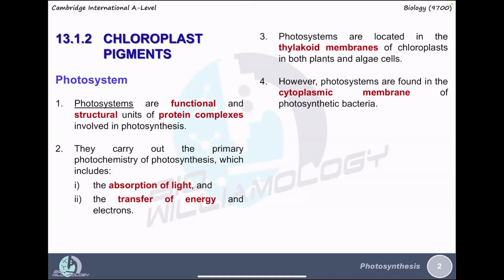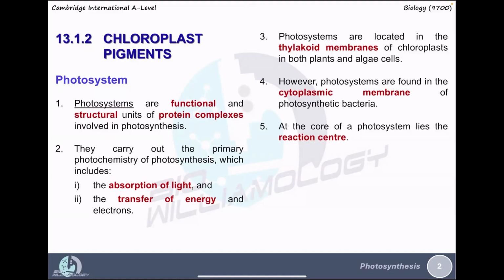Bacteria are prokaryotic cells. They do not have chloroplasts. Therefore, these photosystems are found in their cytoplasmic membrane, or in short, the plasma membrane of the bacteria.